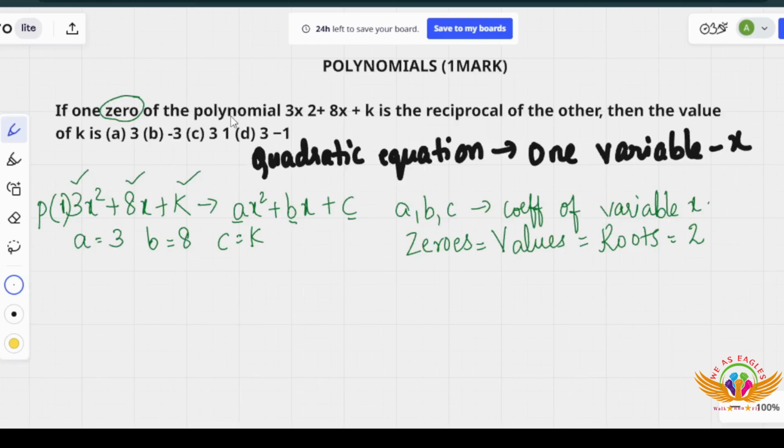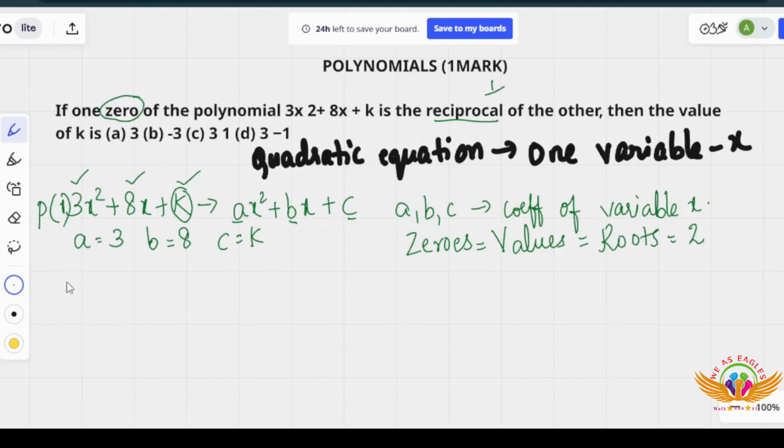They have given some clues or conditions here, and we need to find the condition. They told that one zero of the polynomial is the reciprocal of the other, meaning 1 by the other zero. Then we need to find the value of k. Let us do that.